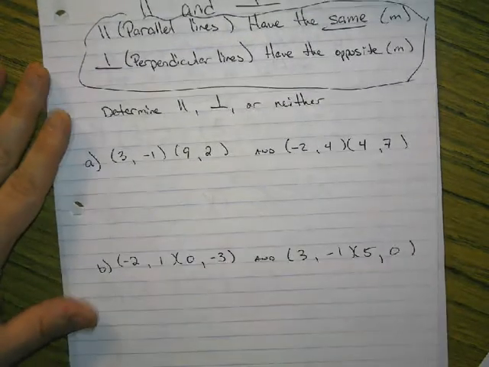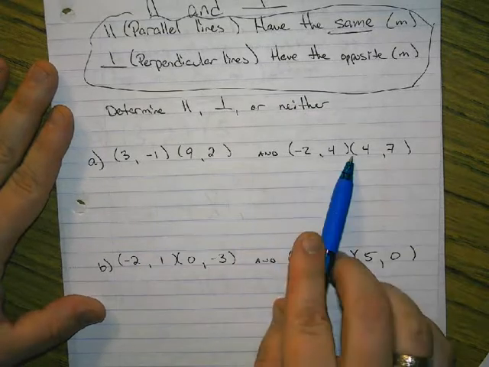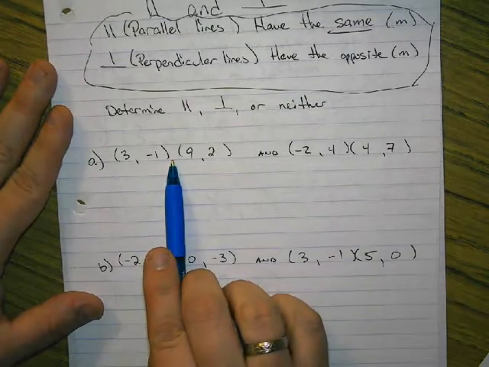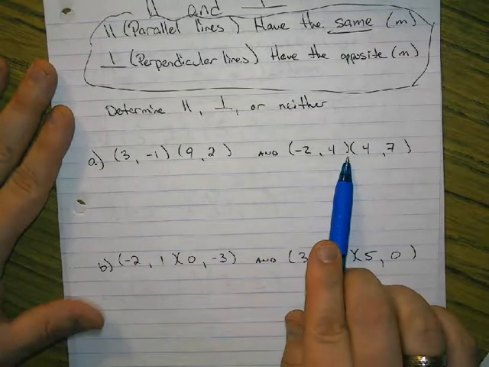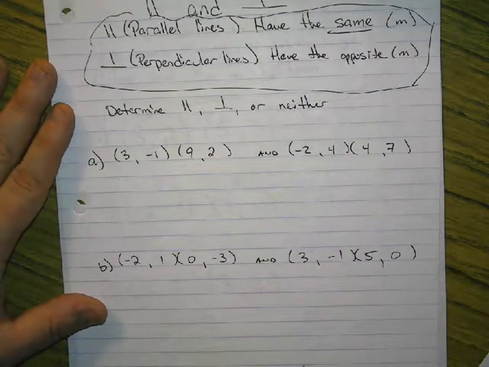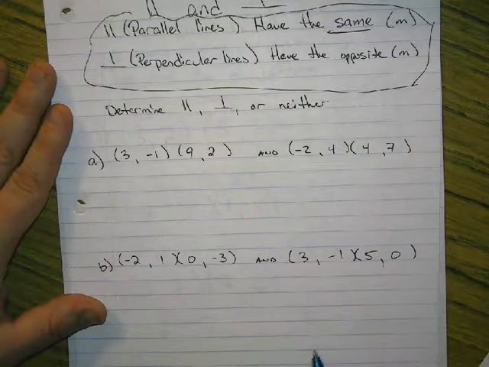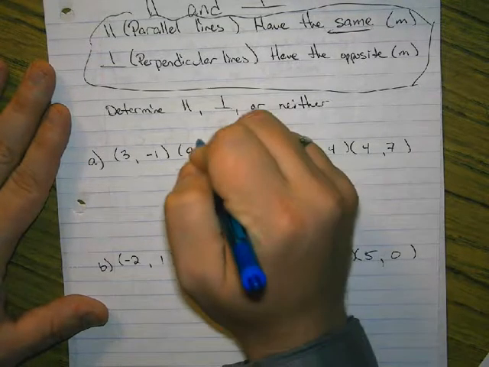Let's try A. That means we have to figure out the slope for both lines. So we have a line defined by these 2 points. We have a line defined by these 2 points. That's why these are more work. Not harder, just more work. And in math, when there's more work, there's more chance for error. So that's more annoying. All right?